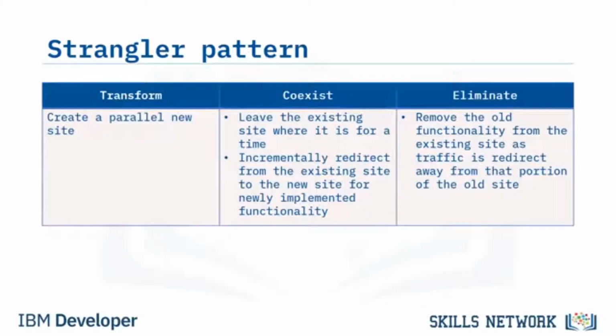The strangler pattern includes the following steps. First, transform. Create a parallel new site on a cloud platform or within your existing environment. Next, coexist. Leave the existing site functional and live for a specified time. Incrementally redirect from the current location to the new site for newly implemented functionality. Finally, eliminate. Remove the outdated functionality from the existing site or simply stop maintaining that functionality when you redirect traffic from the original site.